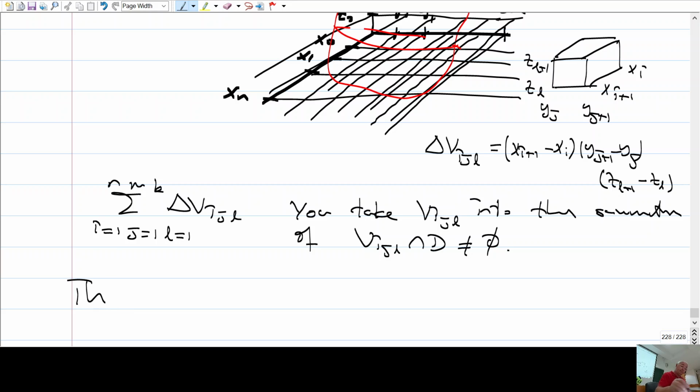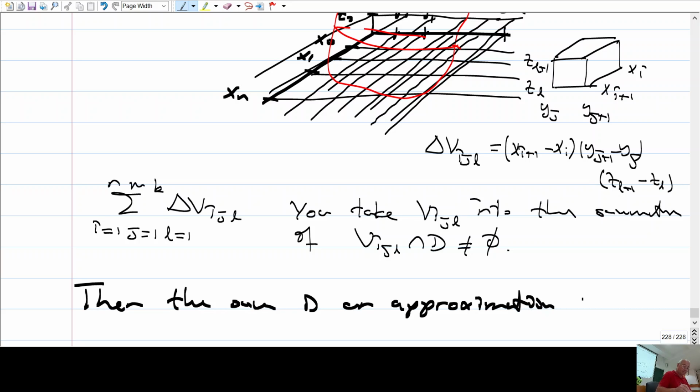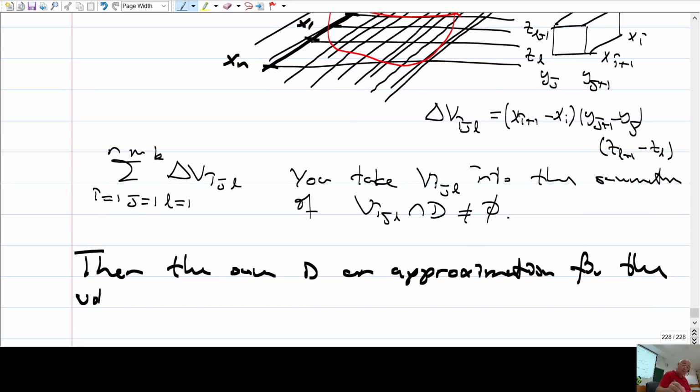Then the sum is an approximation for the volume of D.